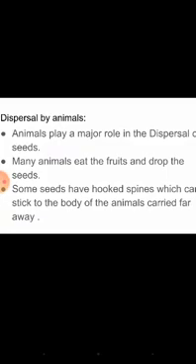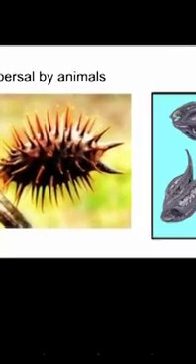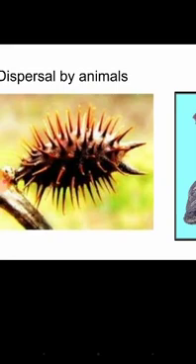Some seeds have hooked spines which can stick to the body of the animals and be carried far away. So look at the picture. In this first picture, you can see the seed which has thorn-like outgrowth, that is spines. You might have seen this type of seeds. It may stick onto your dress, or onto the skin or body of the animal. It may be carried away along with the animal wherever it is going.